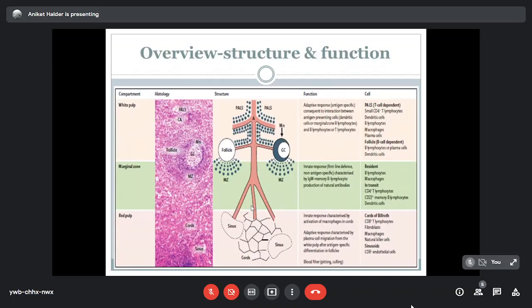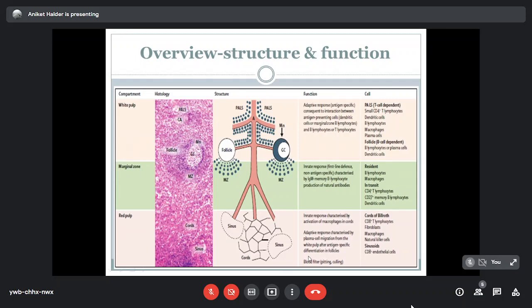So just an overview of what I have said. The spleen is composed of a white pulp, a red pulp, and a marginal zone, which is just in between the red pulp and the white pulp. The white pulp is composed of the periarterial lymphatic sheath and the follicles, which are rich in B cells, and the periarterial lymphatic sheath, which is rich in the T cells, mainly the CD4 T cells. And the splenic red pulp is composed of the splenic sinuses and the splenic cords, and they are mainly involved in the function of blood filter, that is the pitting and culling of the cells.